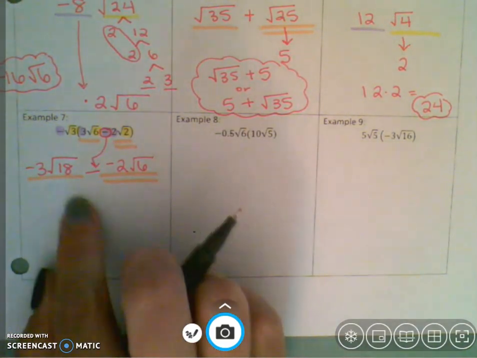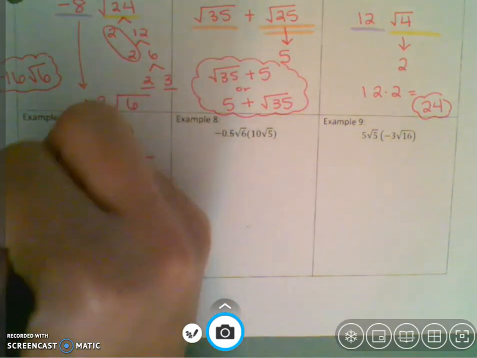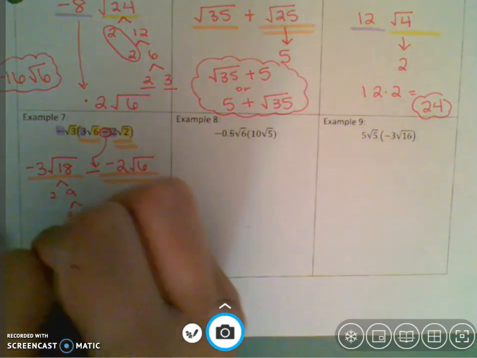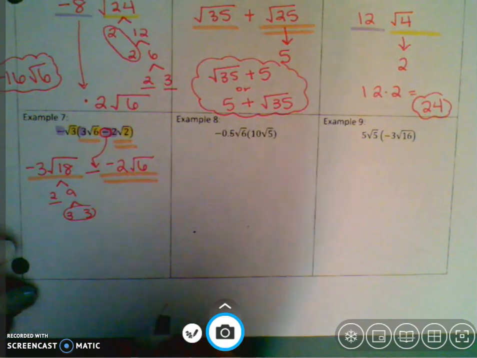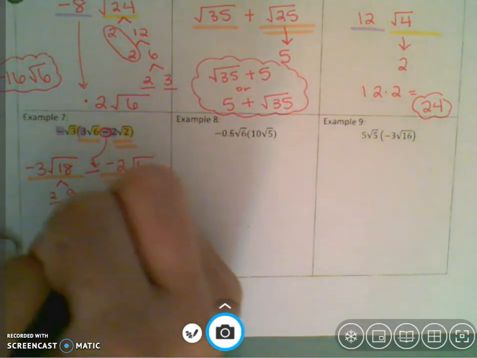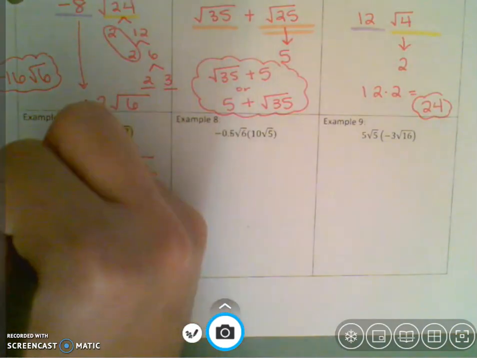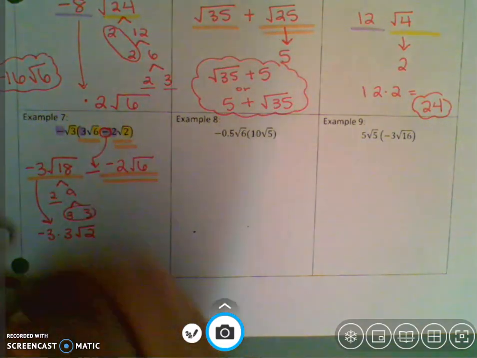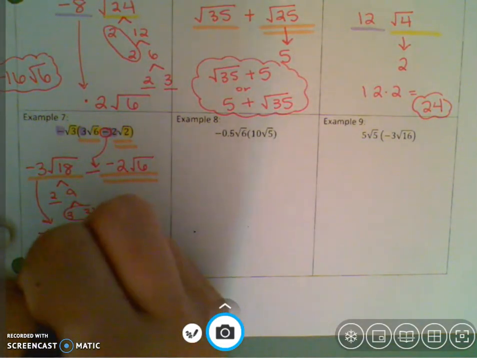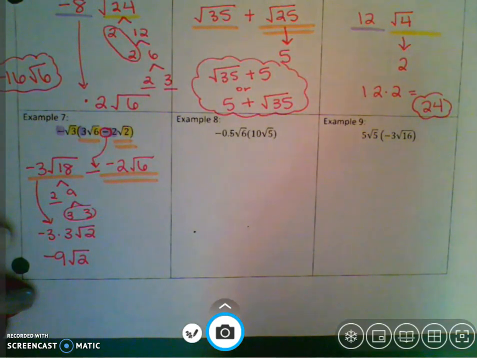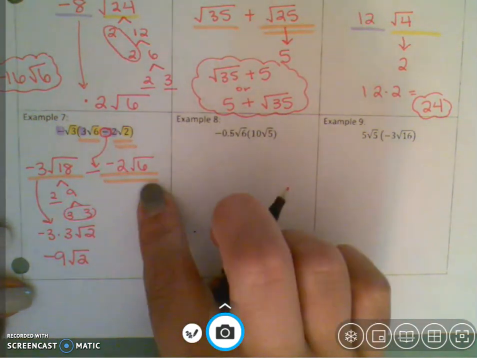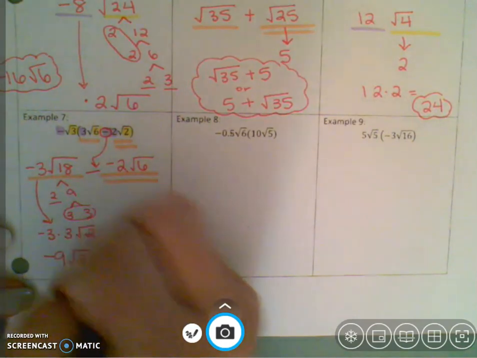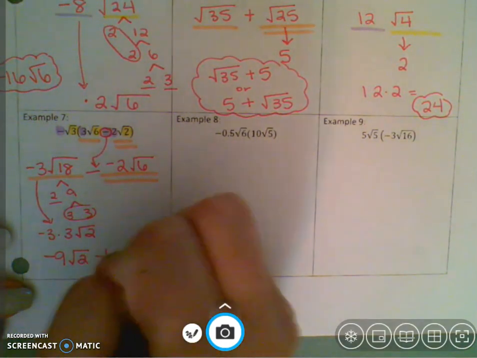So now we have some simplifying to do. 18 can simplify. That's 2 times 9, 3 times 3. So I have a pair of 3's and a single 2. So root 18 is 3 root 2. But you have to bring down that negative 3 in front. So this first chunk is going to be a negative 9 square root of 2. Then 2 root 6 won't simplify, but right here I have these 2 negatives. Negative, negative makes a positive 2 root 6.